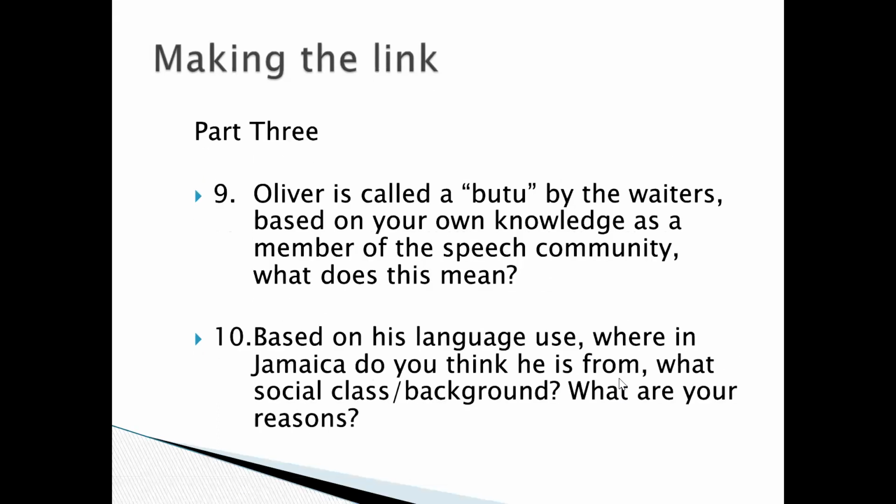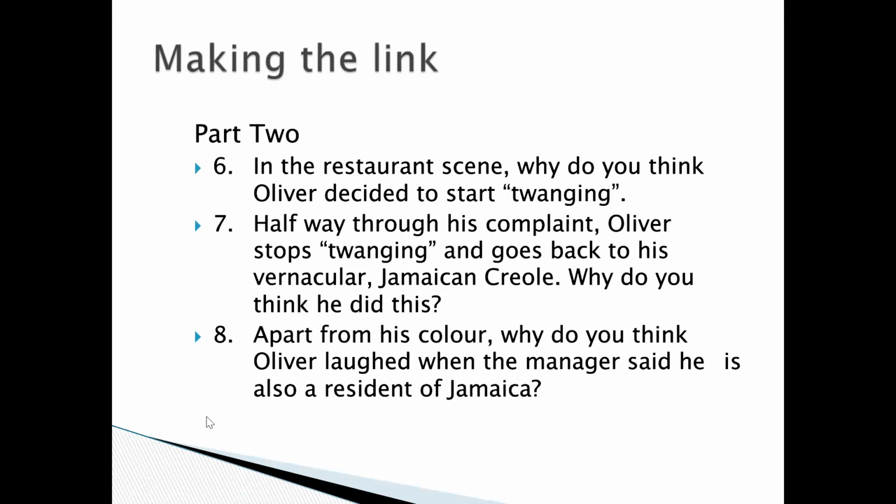Let me just look at part 3. Oliver is called a Butu by the waiters. Based on your knowledge as a member of the speech community, what does this mean? And based on his language use, where in Jamaica do you think he is from, in terms of his social class, background, educational level, etc.? So let me go back to the clip.